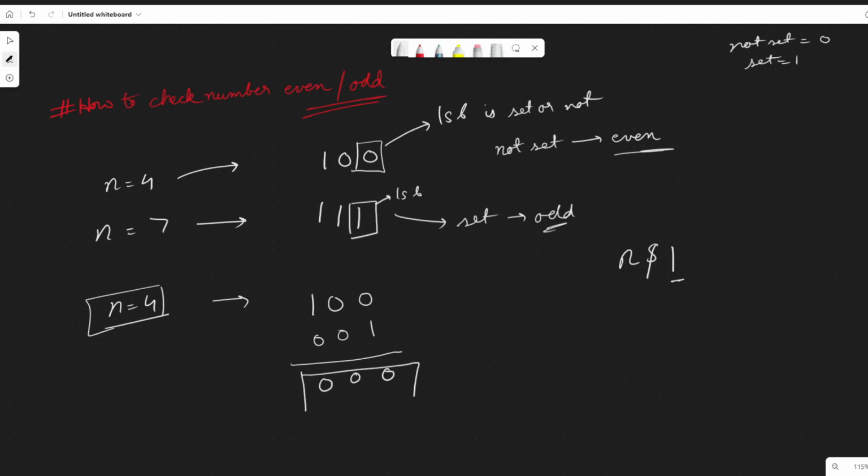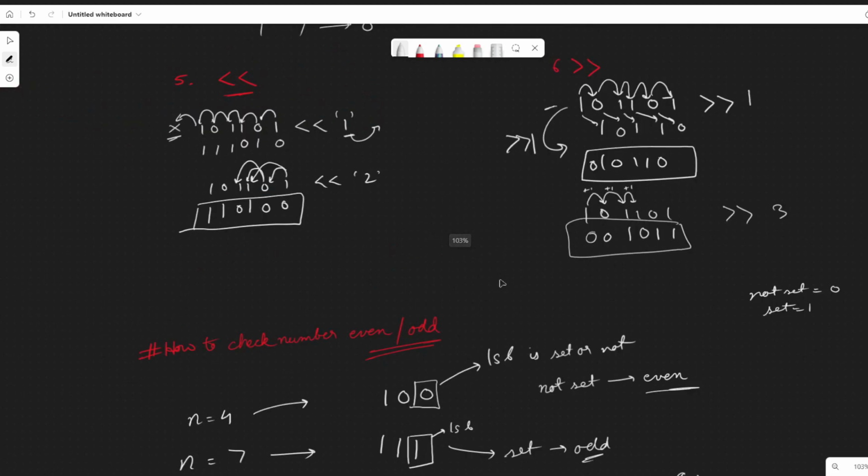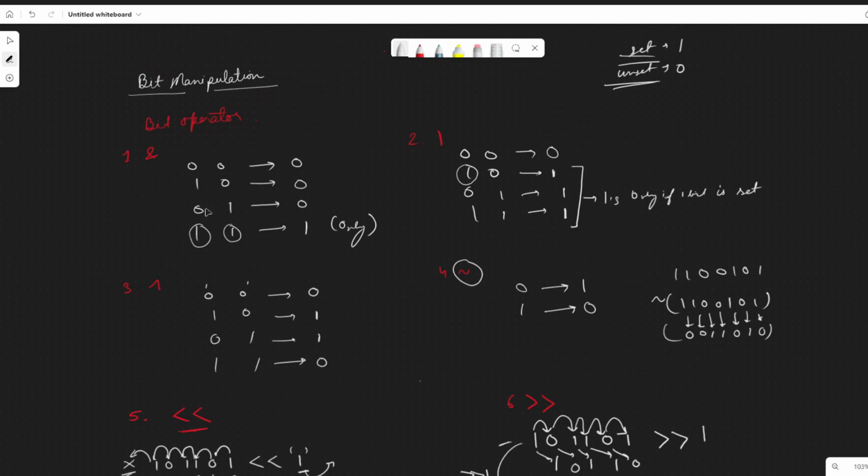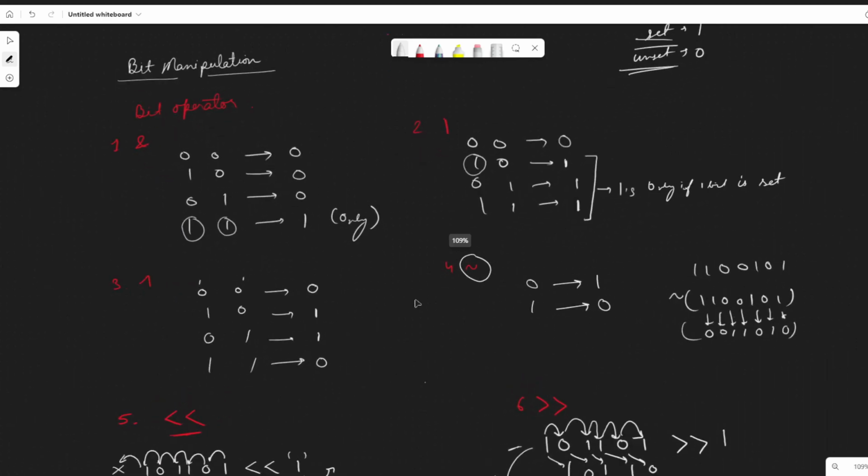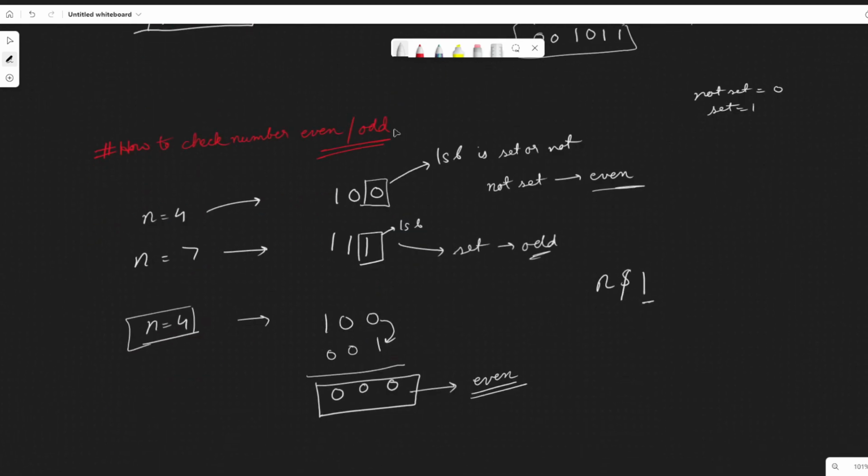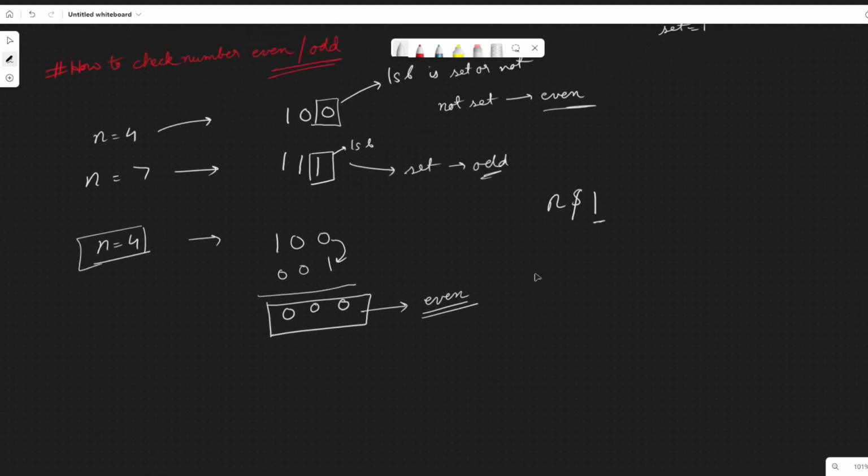So if we get all the zeros, then our number is even. Okay, simple. Because in the AND operation between 1 and 0, we see that in one case only, when both the bits are set, it gives 1. Okay, so now we move forward.